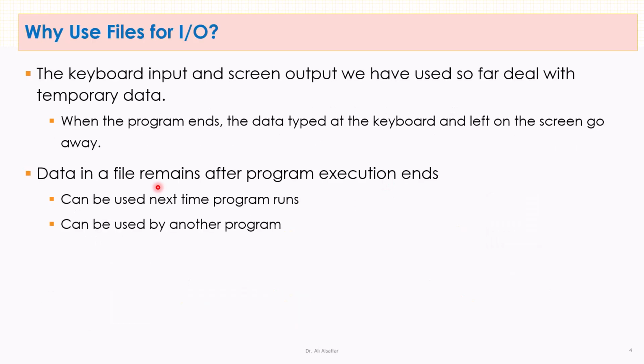Our next question is why we need files in our programs for input-output. There are two reasons. The first reason is that the keyboard input and screen output we have used so far deal with temporary data. What does that mean? It means when the program ends, the data typed at the keyboard and left on the screen simply go away. The other reason is that data in a file remains after program execution ends. So this can be used next time if you want to run your program again, and also can be used by another program. So these are the two reasons that make us use files in our programs for input-output.